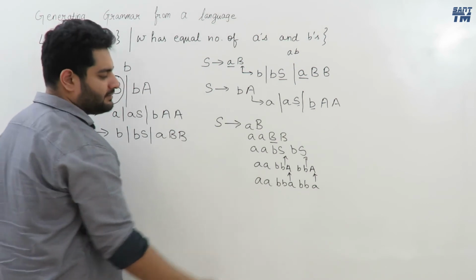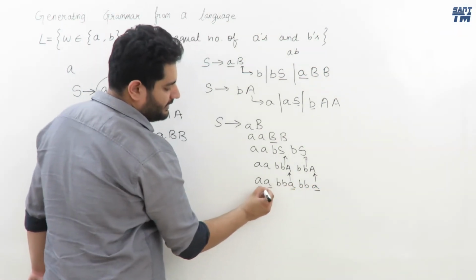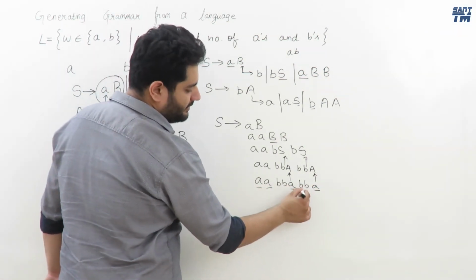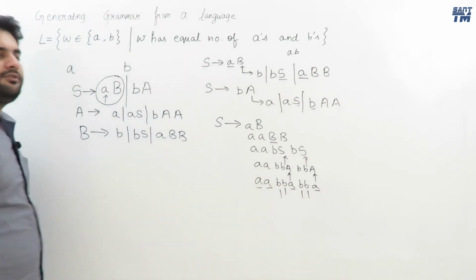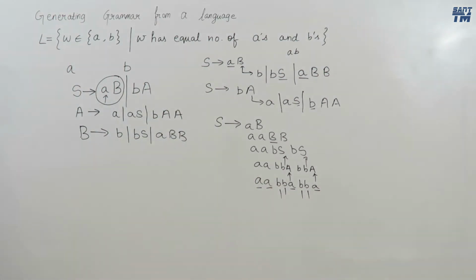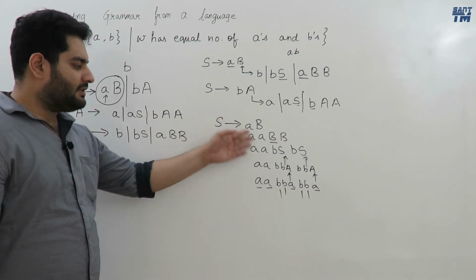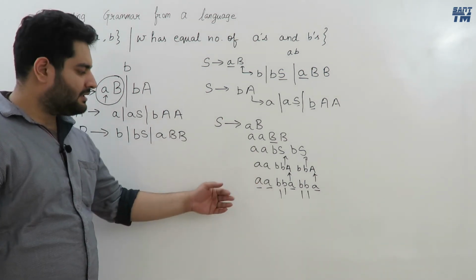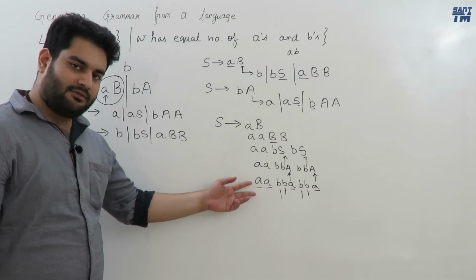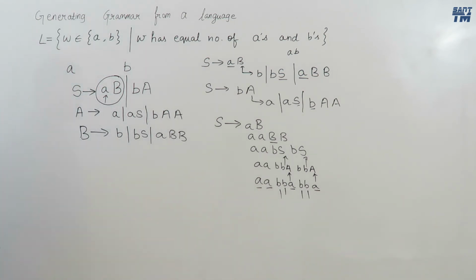Count the number of A's, 1, 2, 3, 4. Count the number of B's, 1, 2, 3, 4. 4 A's and 4 B's. So again we started from the start symbol production and, recursively putting the productions, we got a string having an equal number of A's and B's. So every time we start from the start symbol and we get in the final string an equal number of A's and B's. That means our assumed productions are correct.